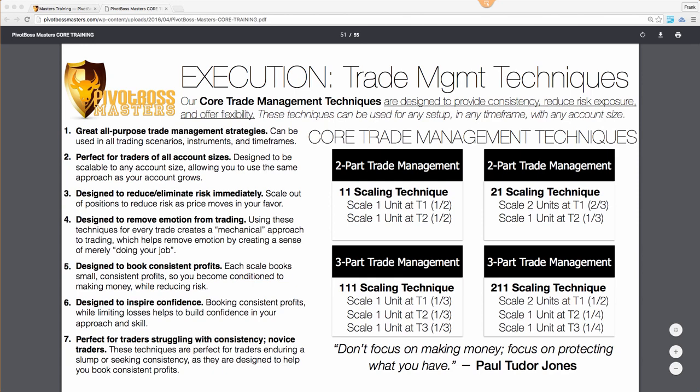And from there, as soon as price moves in your favor, what we're doing is reducing that risk by scaling, taking some off the table, taking half off the table, taking a third off the table, taking a fourth, or whatever you want, taking 2/3 off. Each of these are designed to take some unit off the table so that you are effectively reducing that risk right out of the gate.